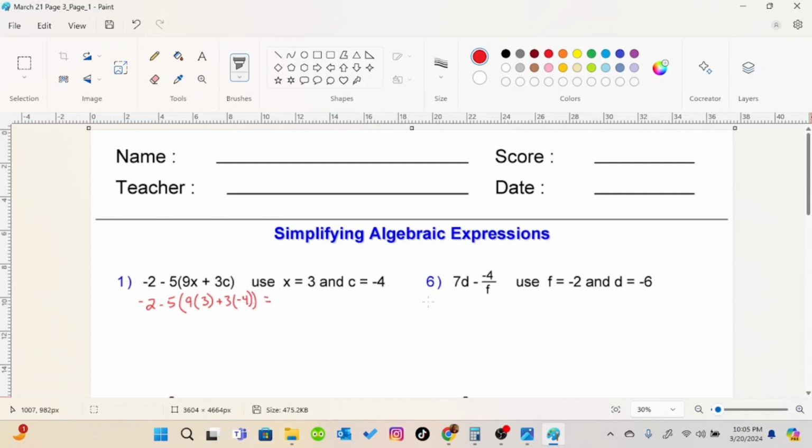So, -2 minus 5 times 9 times 3 is 27, and 3 times -4 is -12. -2 minus 5 times 27 minus 12 equals 15. -2, -5 times 15 is -75. And -2 minus 75 is -77. Final answer.